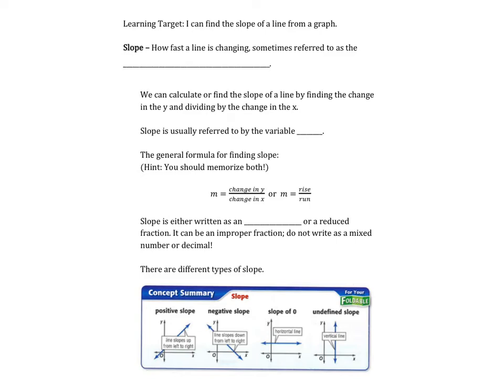Hello everyone. Today's joke of the day is, what do you call a slow skier? Stay tuned to find out.